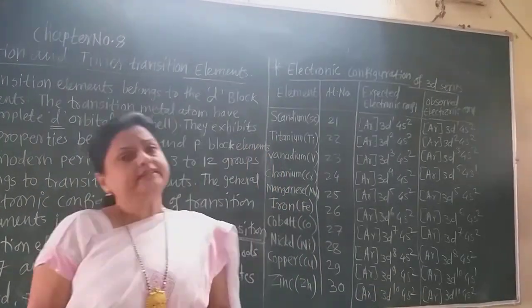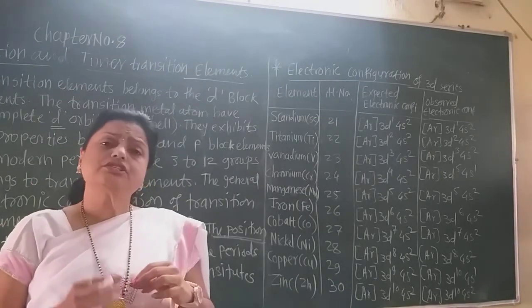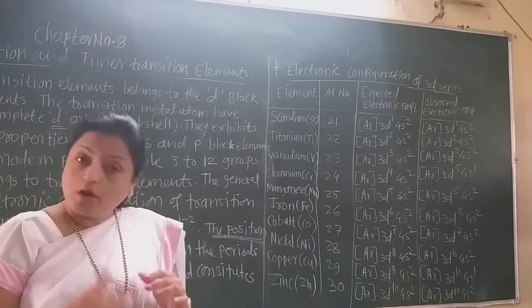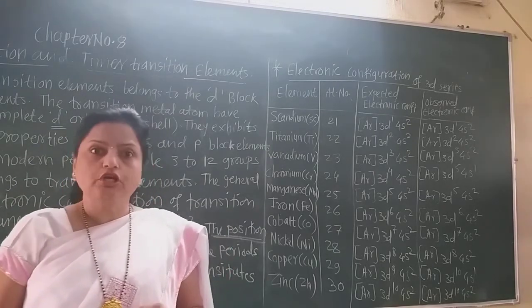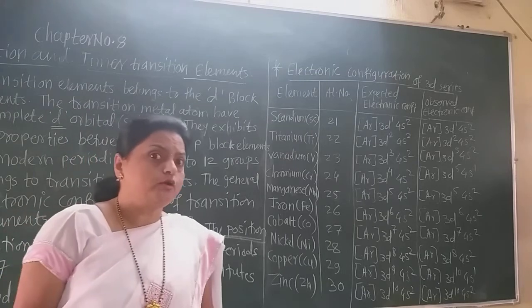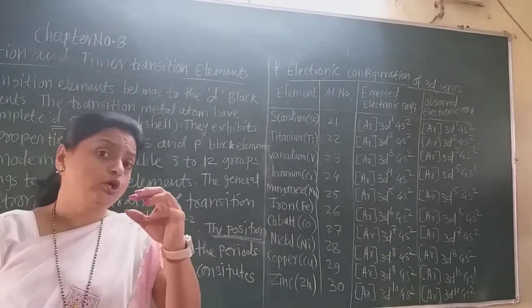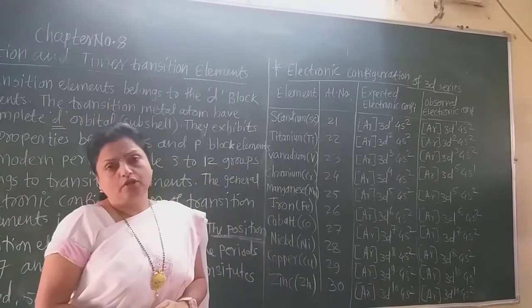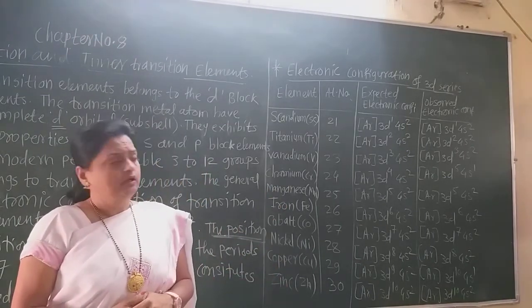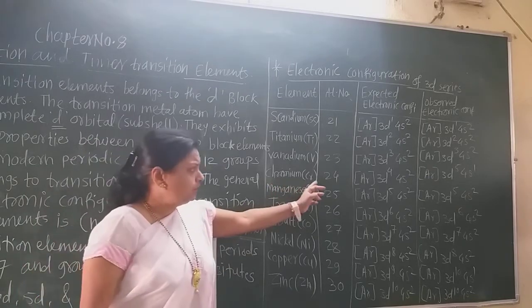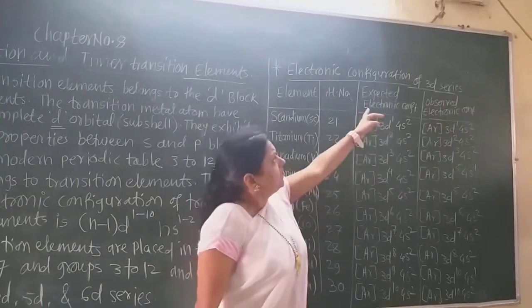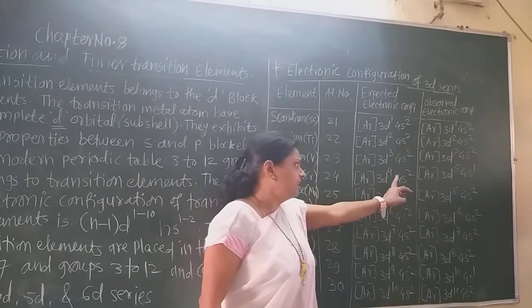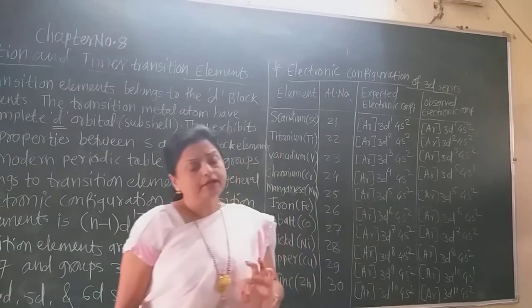But we expect this configuration. But there is a slight difference in the observed configuration. The observed configuration is different from the expected configuration for only 2 elements, and those are chromium and copper. Now what happened here? See here, in chromium, in the expected electronic configuration, we expect 18 plus 2, 20, and 4 electrons go into the d orbital.